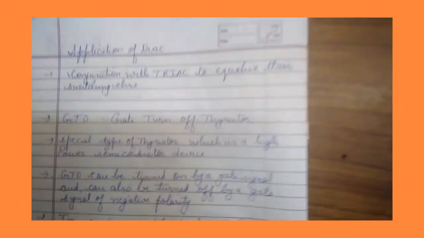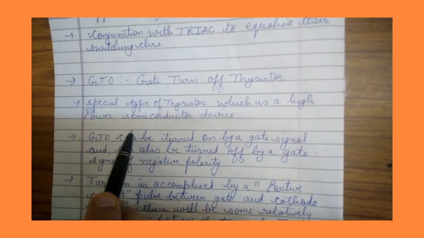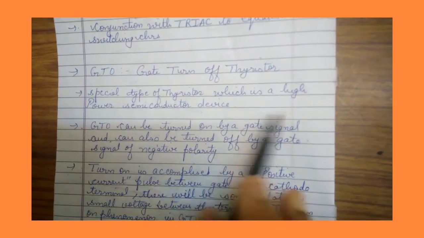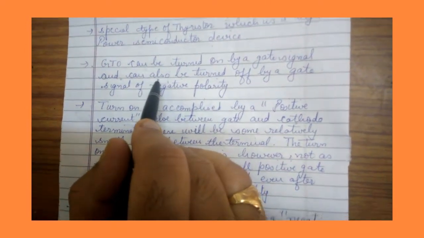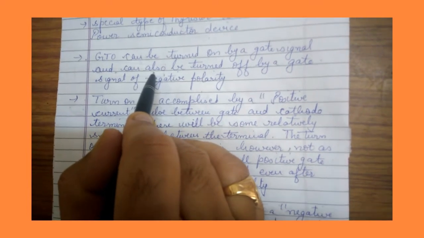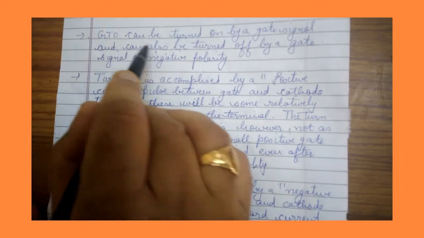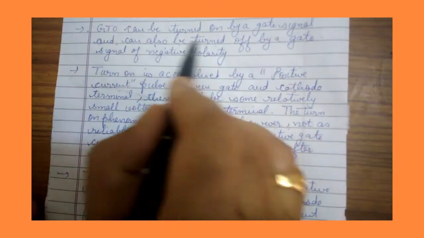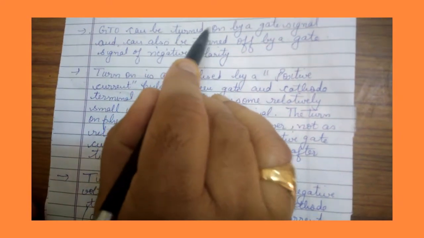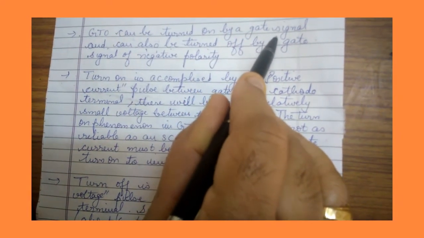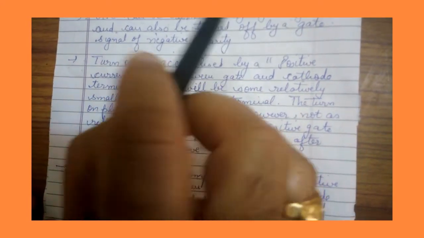Now another family of the thyristor is the gate turn-off thyristor. It is a special type of thyristor which is a high power semiconductor device. The main specialty of the GTO is that it can be turned on and turned off by a gate signal only. GTO can be turned on by a gate signal and can also be turned off by a gate signal of negative polarity. When it is turned on, the gate signal is of positive polarity, and when it is turned off, it is of negative polarity.